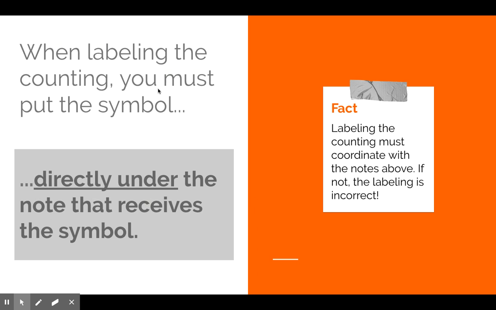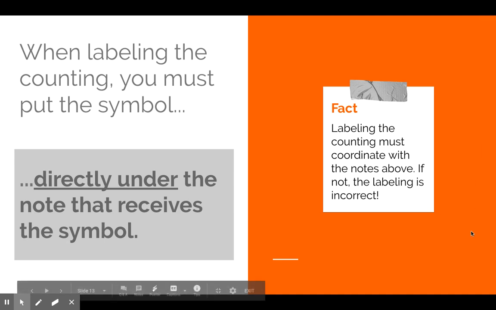When labeling the counting, you must put the symbol directly under the note that receives the symbol. This is very important. Labeling the counting must coordinate with the notes above. If you don't do that, you're incorrect.